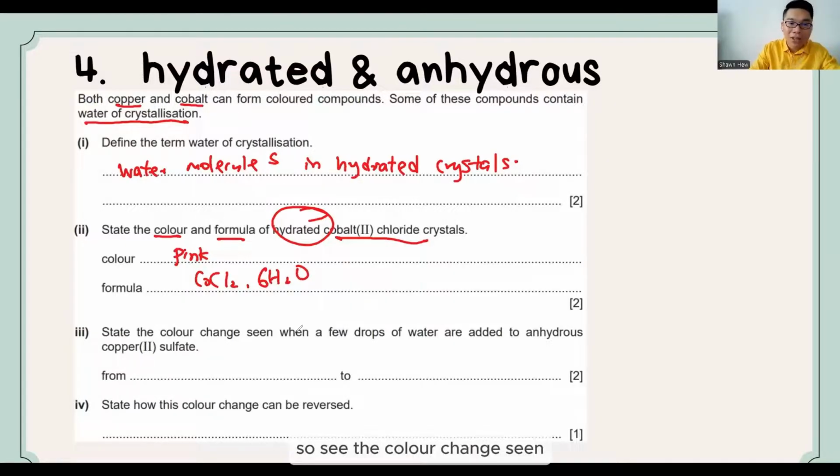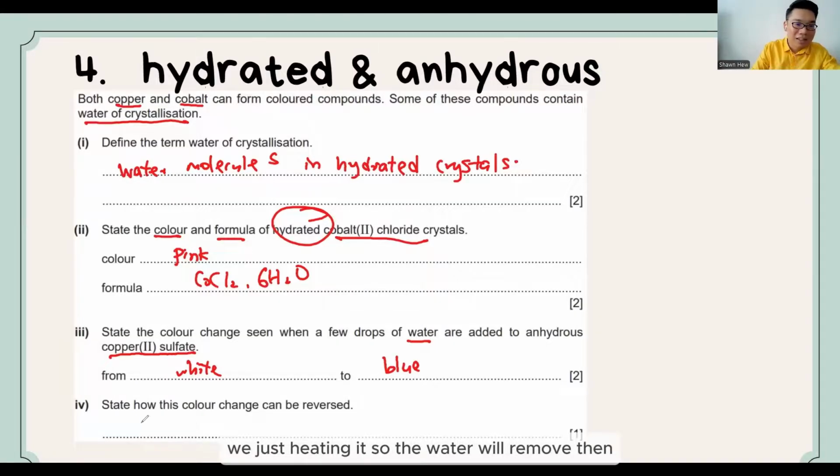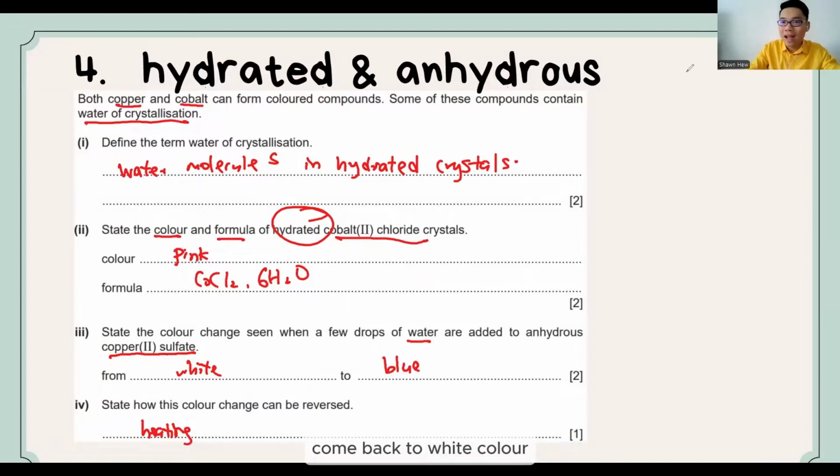State the color change seen when a few drops of water are added to anhydrous copper sulfate. So anhydrous copper sulfate is initially white. After adding water, it becomes blue. State how this color change can be reversed. We just heat it so the water is removed, then it comes back to white color.